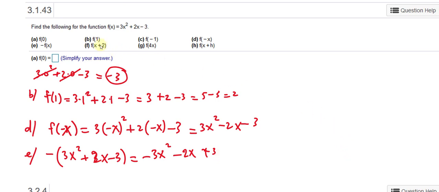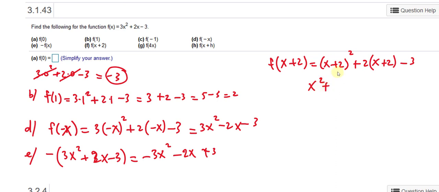Okay, and then the next one, f of x plus 2. Anywhere you see x, now becomes x plus 2. 3 times (x plus 2) squared plus 2 times (x plus 2) and minus 3. So you can expand this one now. x squared plus 2 times x and 2 gives me 4x, plus 2 times 2 is 4, plus 2 times x is 2x, 2 times 2 is 4, minus 3. Combine like terms: x squared, 4x plus 2x gives me 6x, 4 plus 4 which is 8, 8 minus 3 gives me 5.